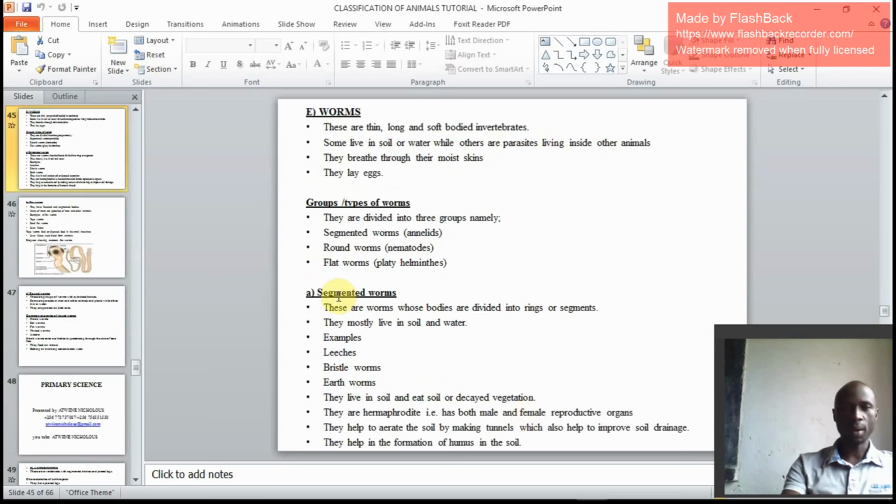We have worms, another group. These are thin, long, and soft-bodied.